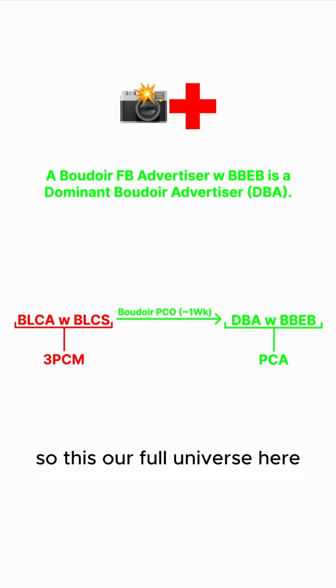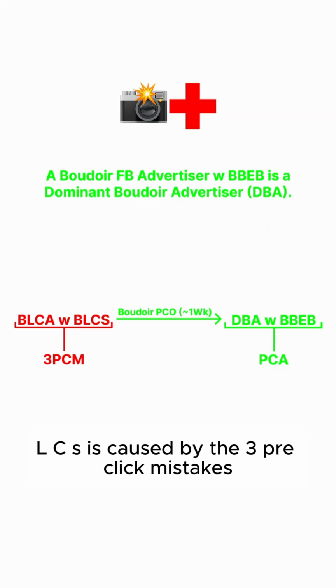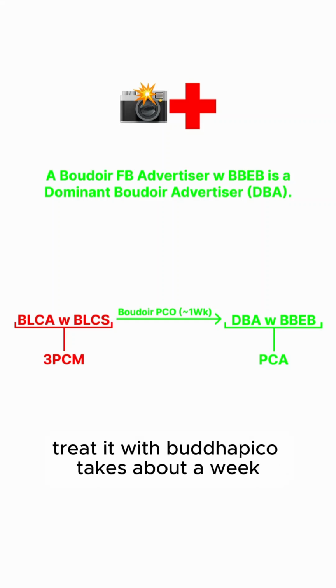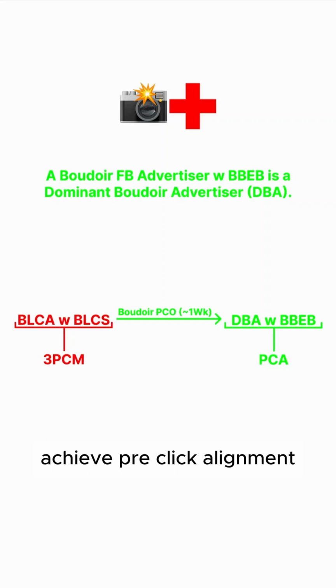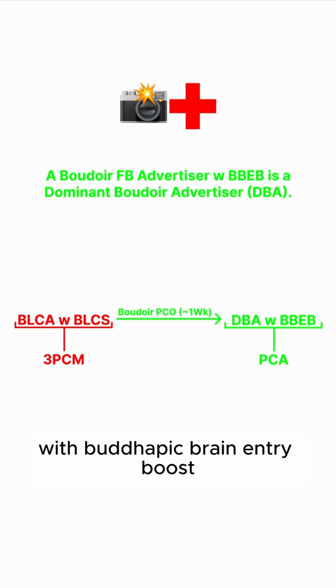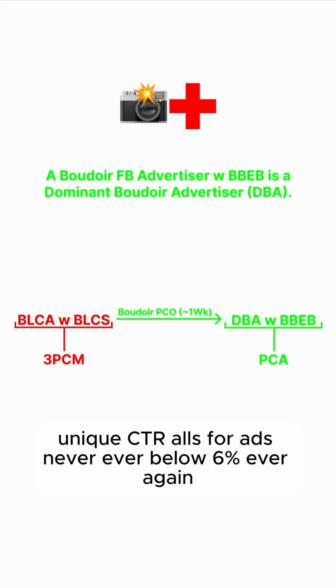So this is our full universe here. A BLCA with BLCS is caused by the 3 pre-click mistakes. That's fine, easy to solve. Treated with Boudoir Pico, it takes about a week. Achieve pre-click alignment, and we become a dominant Boudoir advertiser with Boudoir brain entry boost. Unique CTRs for our ads never ever below 6% ever again.